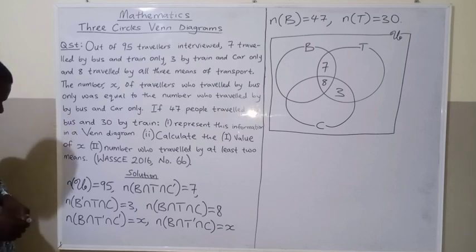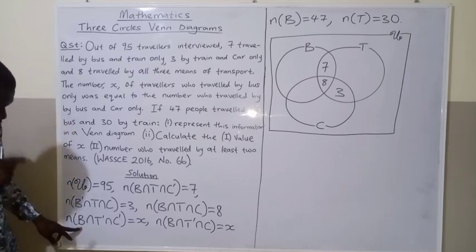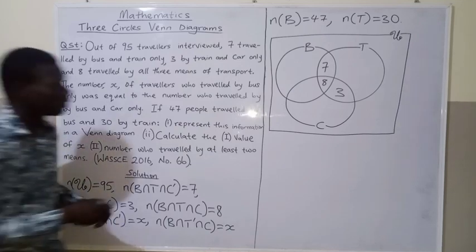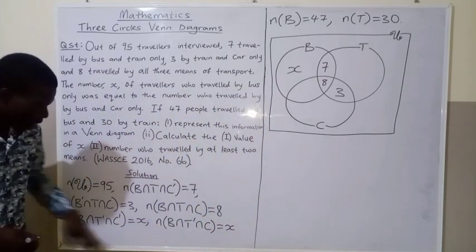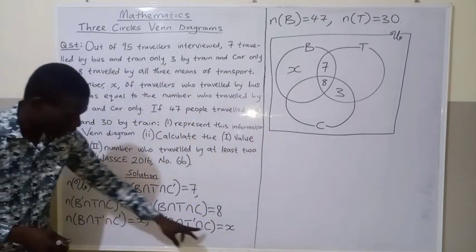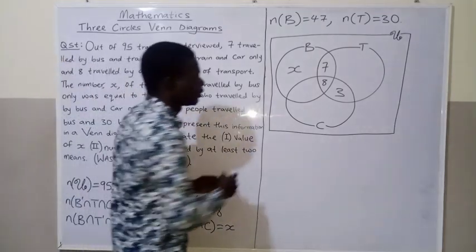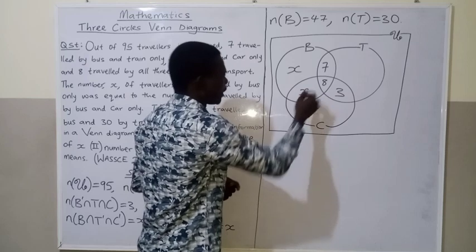Also, which other one did he give to us? Those that travel by bus only. Bus only, they do not involve train, they do not involve car. There is X. Bus only is X. Likewise, bus and car only without involving train. That's also what? X.